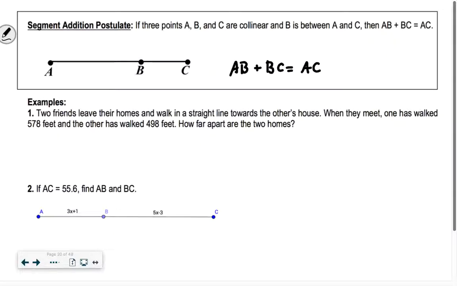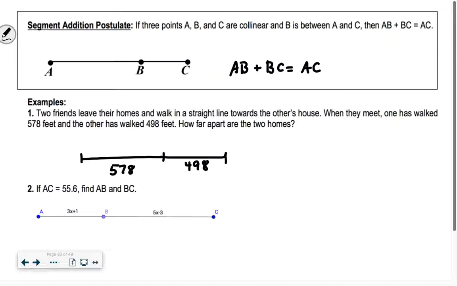All right, so two friends leave their homes and walk in a straight line towards the other's house. When they meet, one has walked 578 feet, and the other has walked 498 feet. How far apart are the two homes? So what do we do to get that? Add them together. We add them together.